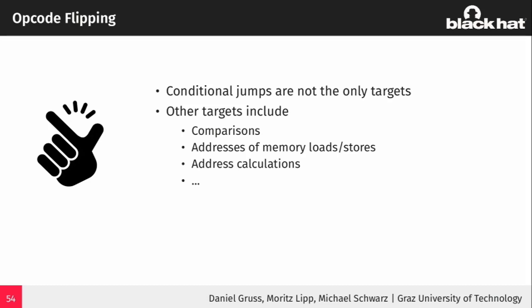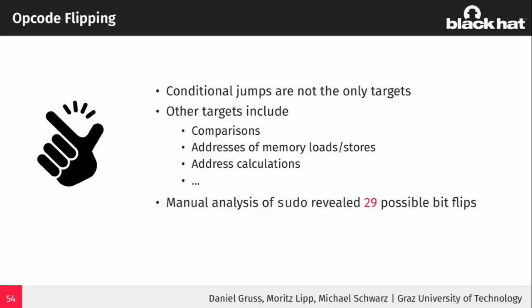We can change which addresses we load or store, or during the address calculation, we can change some constants and then use another address as the value to load. By manually analyzing one pseudo-binary, we found 29 possible bit flip locations where we could circumvent the password check and run a command as root. But there are many more to find, right? Yes, this was manual analysis.